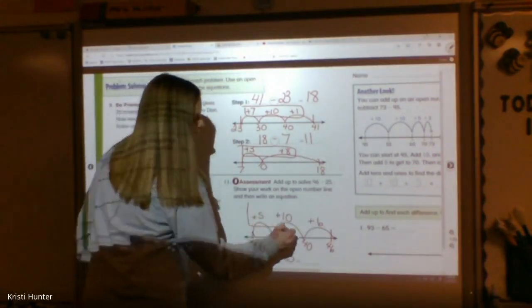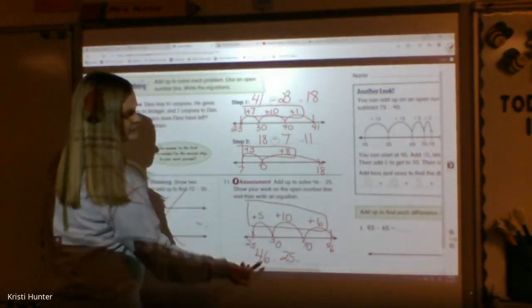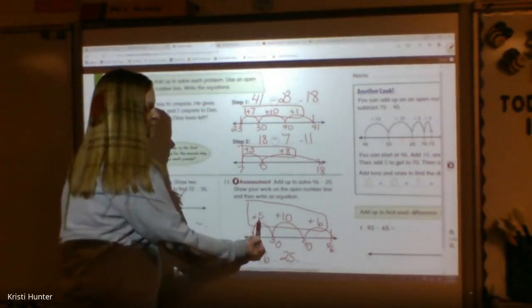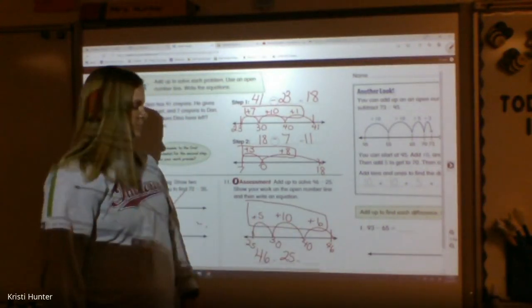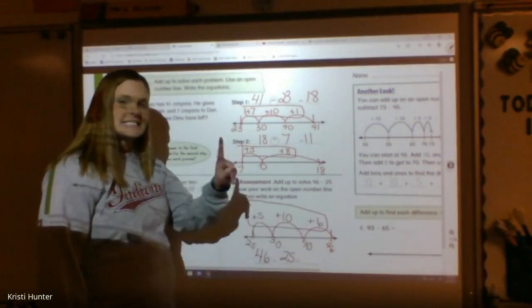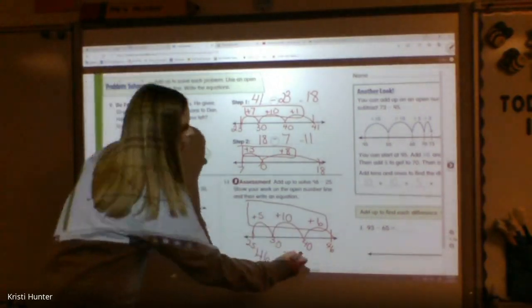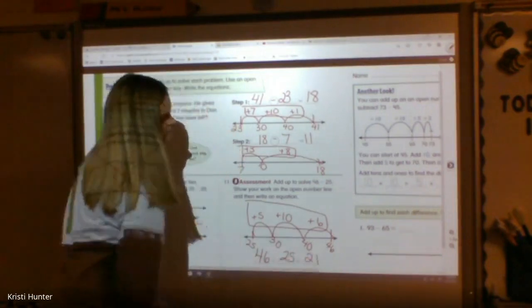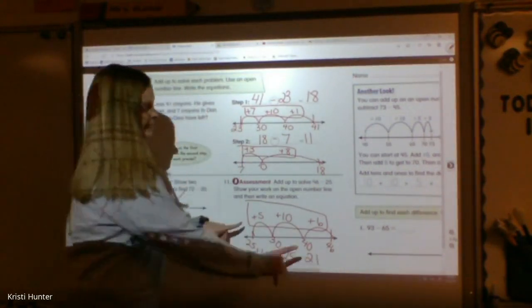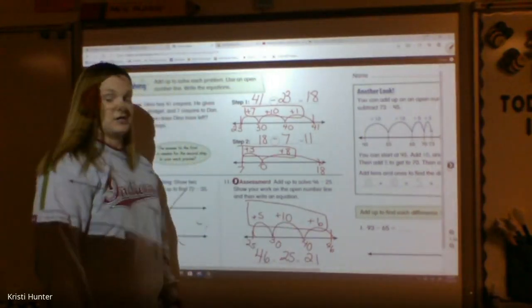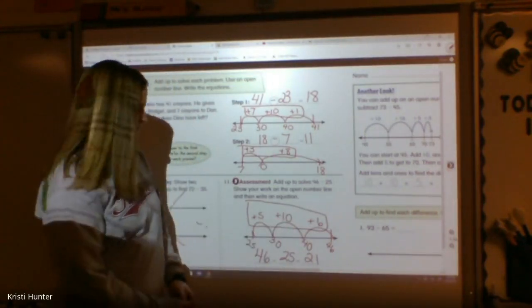So I'm going to add up my jumps, find out my answer here. 10 plus 6 is 16 plus 5 more. Now I'm going to have to do a little thinking. 16, 17, 18, 19, 20, 21, right? So with my jumps, I had 21. Or you could always add it like this. 11 plus 10 makes 21. You're going to get the same answer.